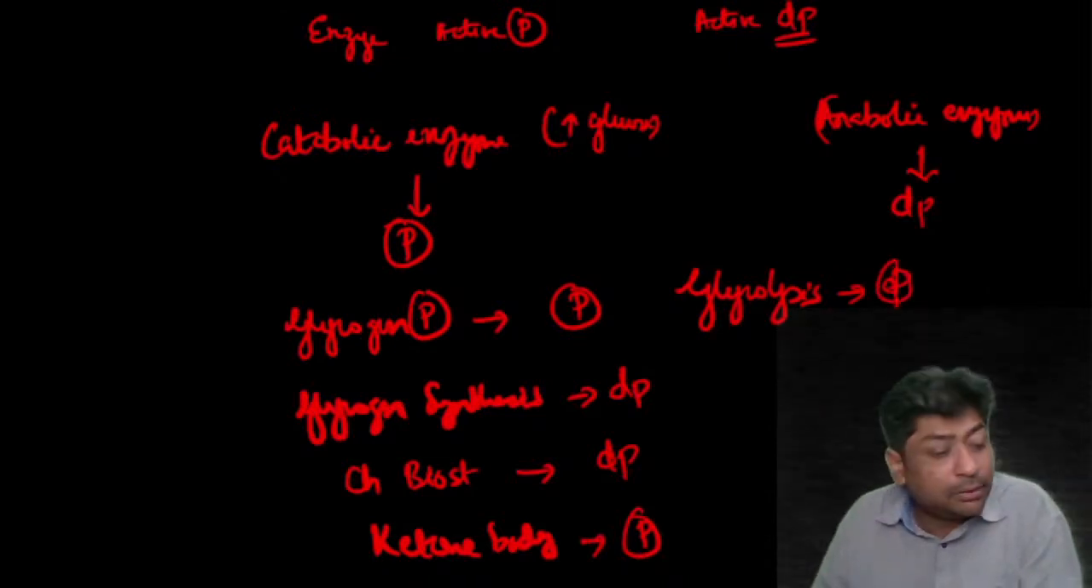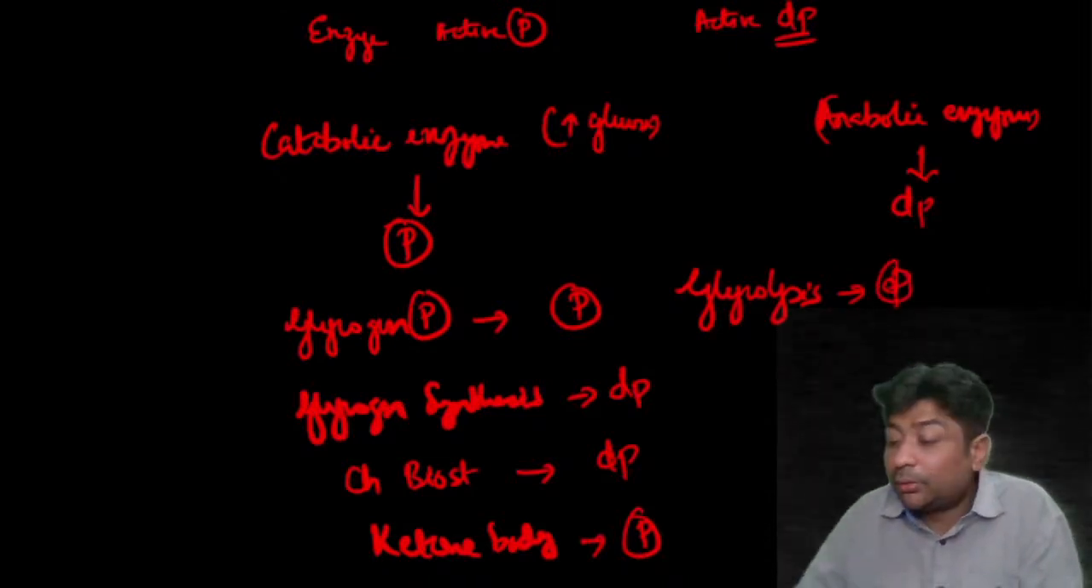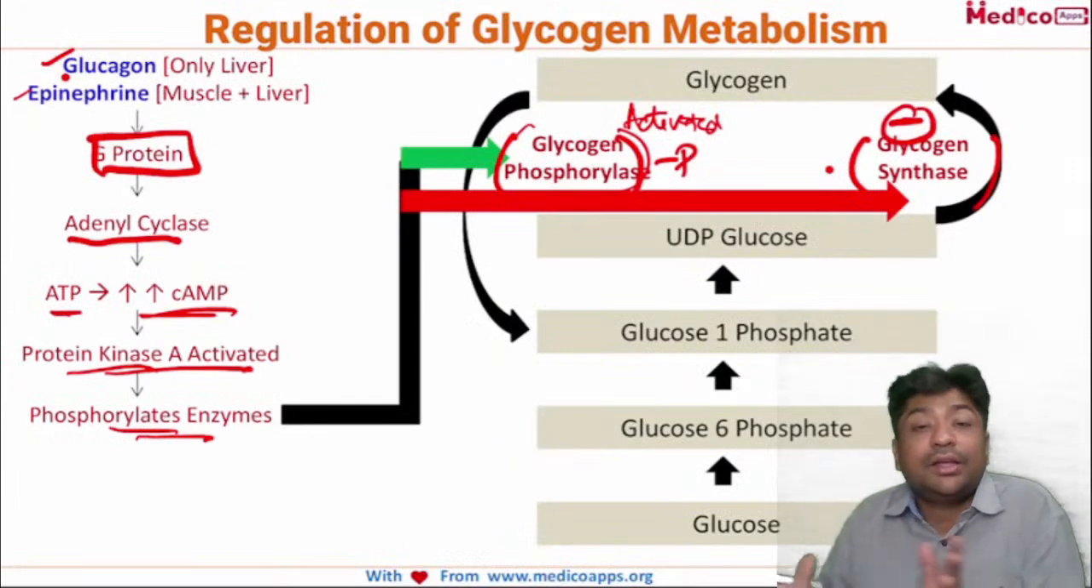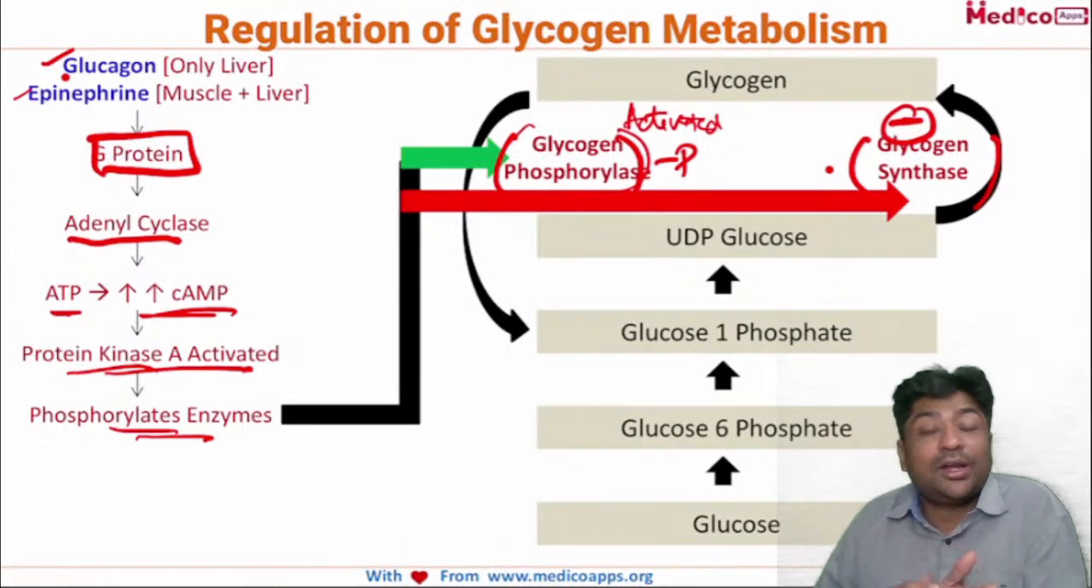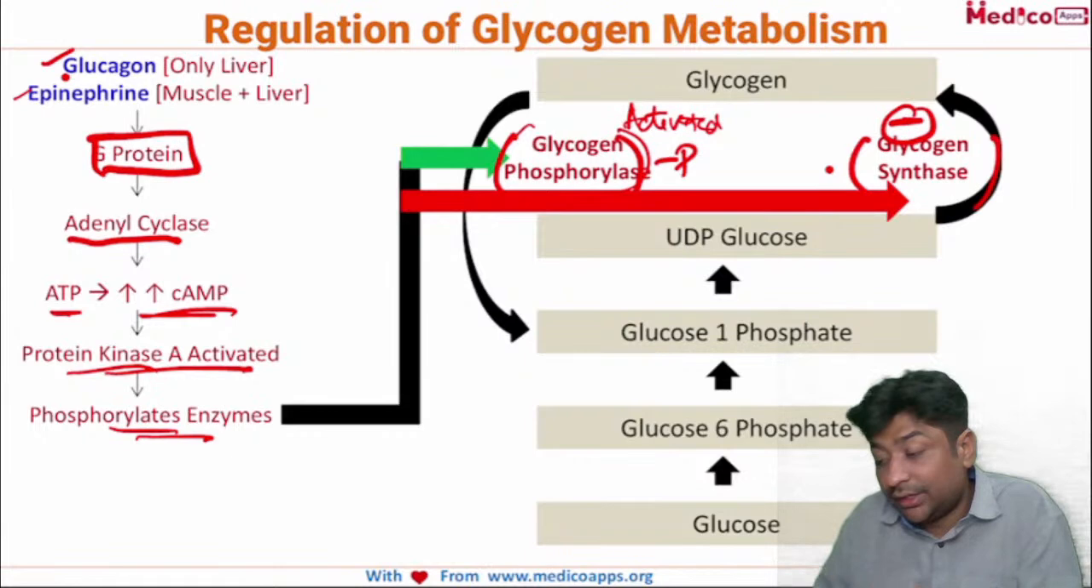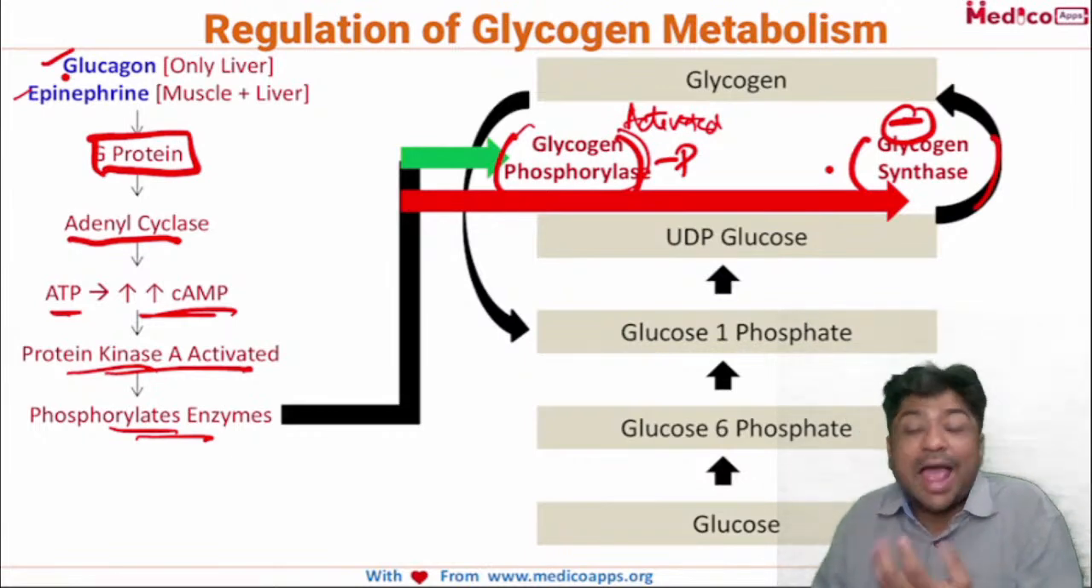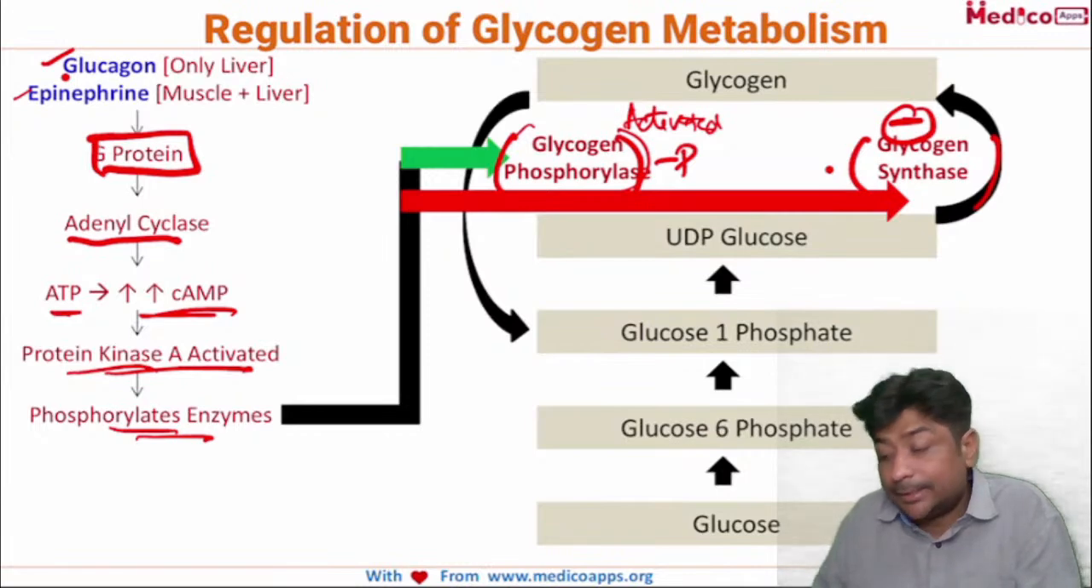So this is a very simple concept. If you remember it, you will be able to answer most of the questions regarding which enzyme is active in phosphorylated and which enzyme is active in dephosphorylated form. Similarly, fatty acid synthesis is an anabolic process, so all the enzymes will be activated in the dephosphorylated state.